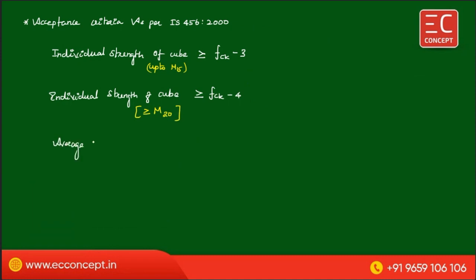Average strength of all cubes. Average strength of cubes shall be greater than or equal to the maximum of FCK plus 0.825 sigma and FCK plus 3. This is up to M15.